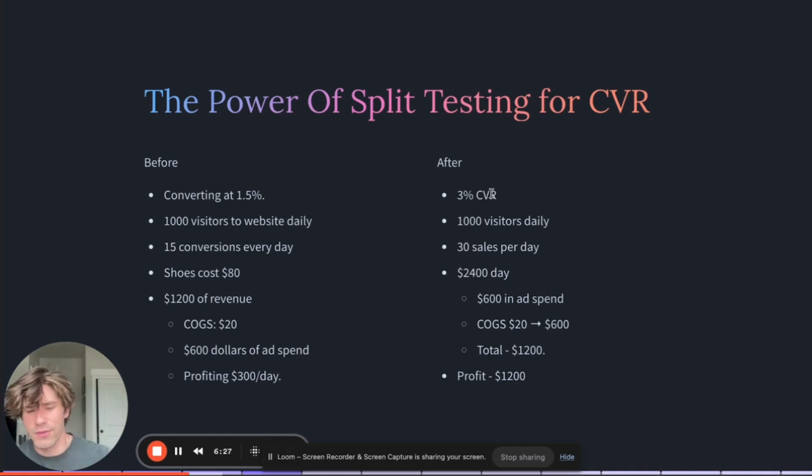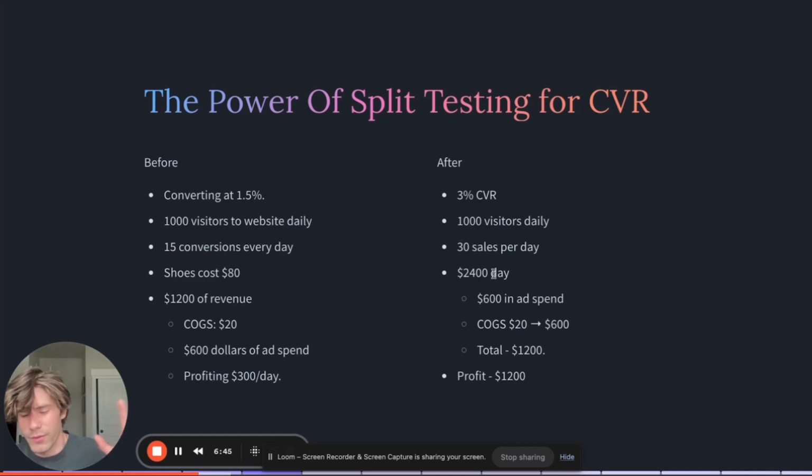So now let's say he's ran a few split tests for conversion rate on his product page. He's converting at 3%. So he's still sending 1,000 visitors to his website every day. But because he's at 3%, he's getting 30 sales a day instead of 15, okay? Which means he has $2,400 a day in revenue.